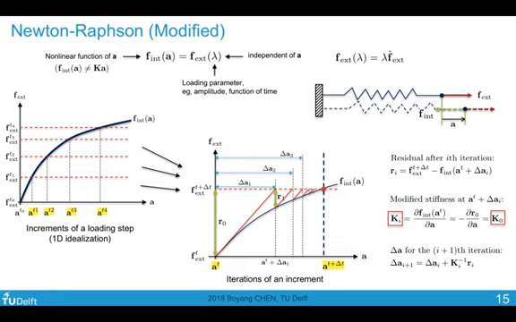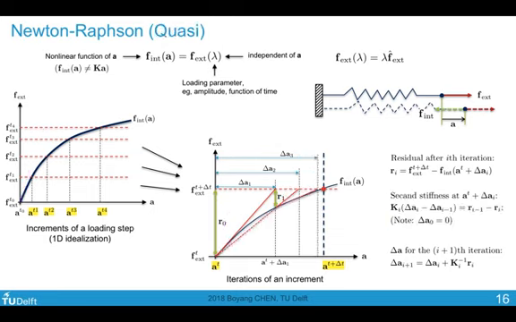Then people came up with an even cheaper version of modified Newton-Raphson, which is called the initial stiffness method. In the initial stiffness method, the tangent stiffness is only calculated at the first iteration of the first increment, and then used afterwards for subsequent iterations of all the increments. Then obviously, you can see that it's going to take even longer to converge, although it's economically cheaper. So this modified Newton-Raphson is generally not recommended for very nonlinear problems.